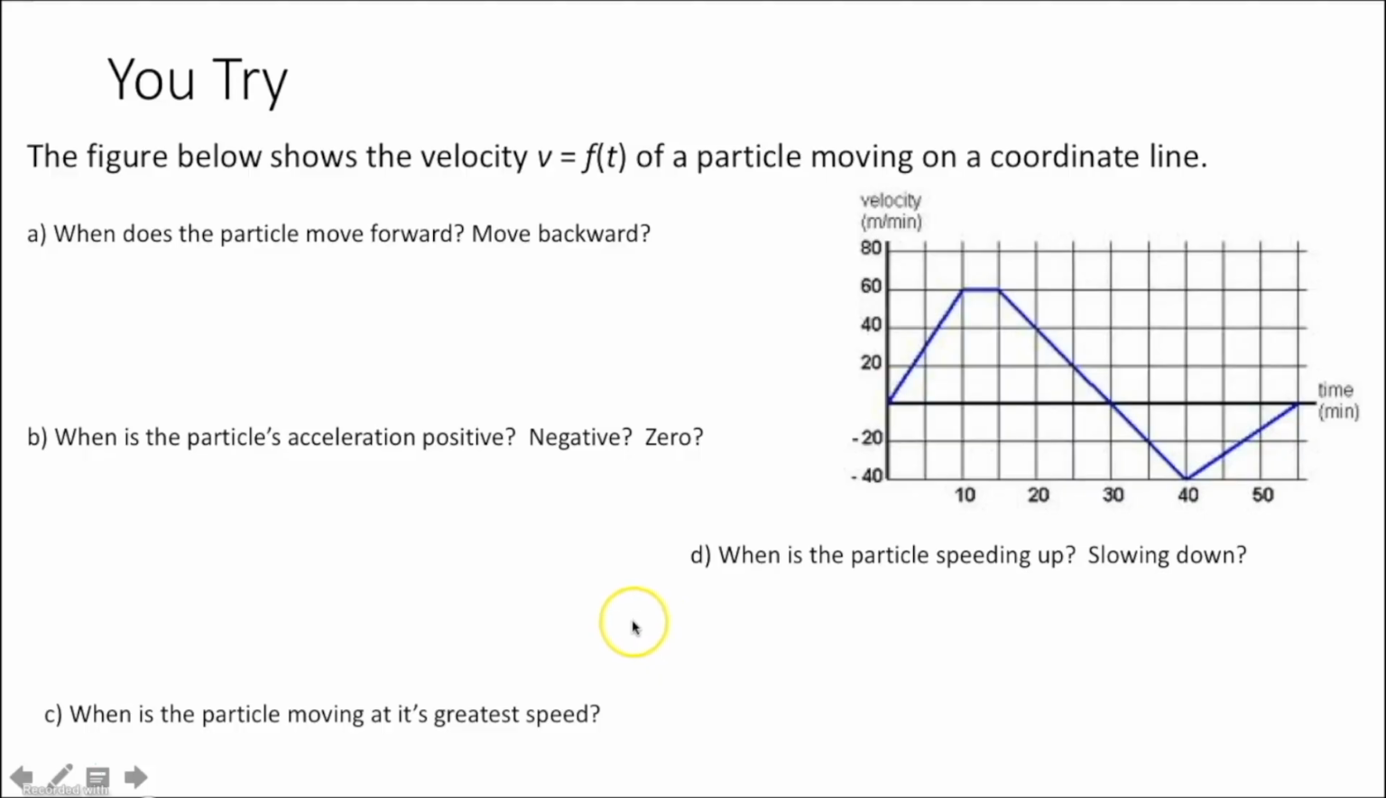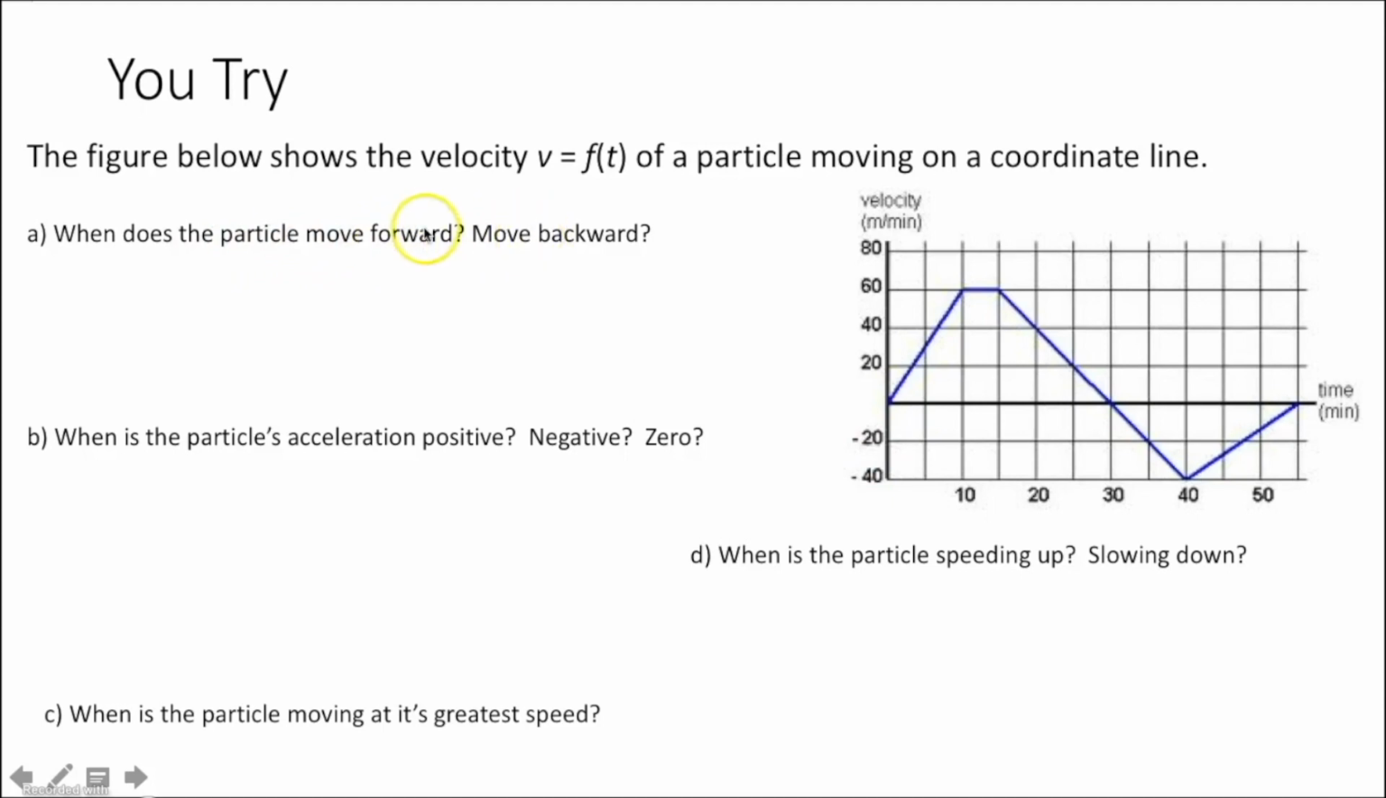You try. Okay, so the figure shown below gives the velocity v equals f of t of the particle moving along the coordinate plane. Now this time it doesn't have the position, it has the velocity as your y-axis. So it says, when does the particle move forward? When does it move backward?